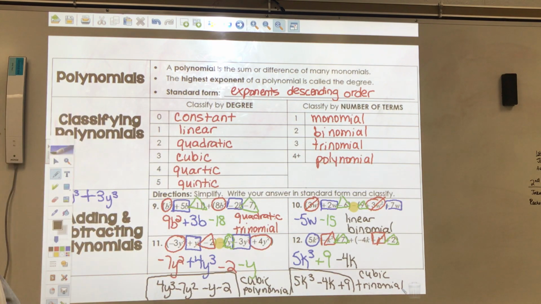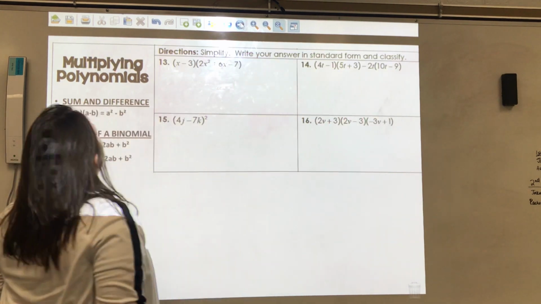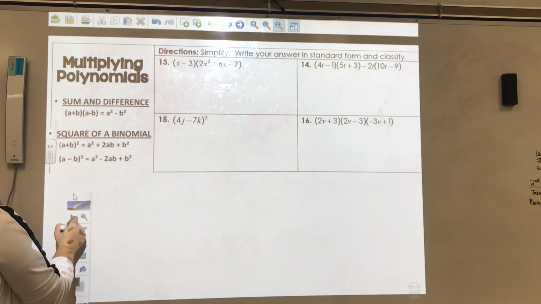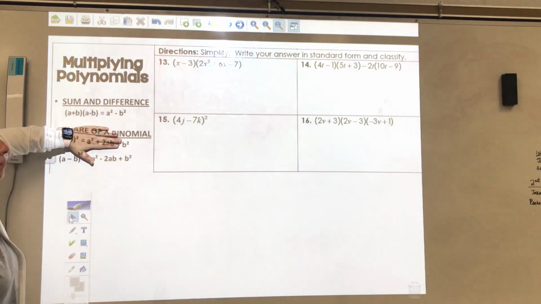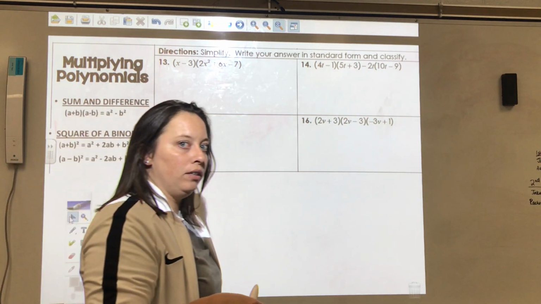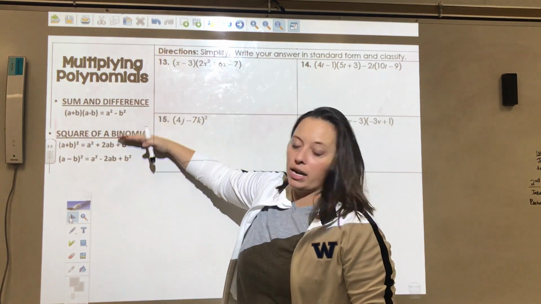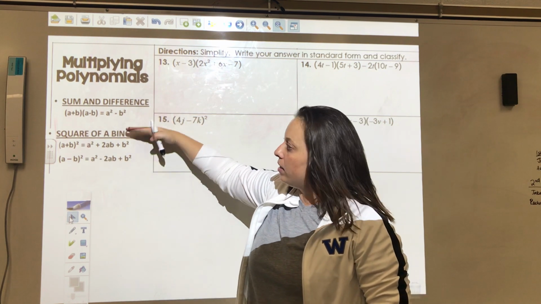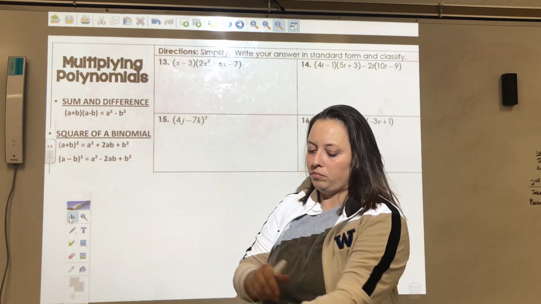Okay, moving on to the next piece. So now we're going to be multiplying. There is a little bit of information that I want you to add to your notes on the left side right here. So go ahead and pause the video and write these on the side. It's going to help us tremendously with multiplying. They're a little bit like shortcuts, okay? So pause it, write this down right now.